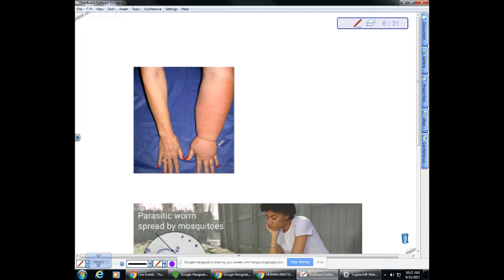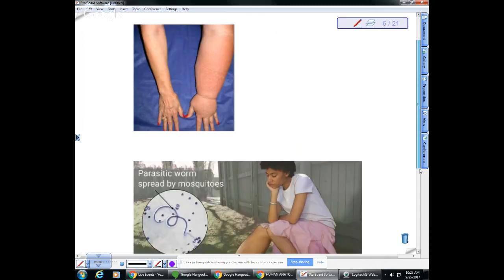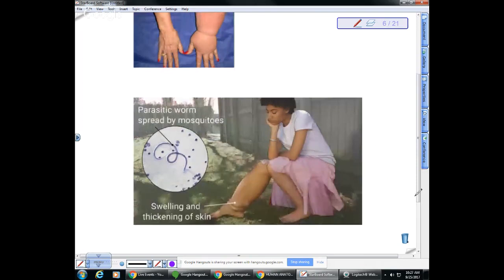And then that lymphatic massage can also help. And then this, for example, would be elephantiasis, which is caused by filarial worms that end up in the lymphatic vessels. Okay. So this is why the lymphatic system is so important, right?